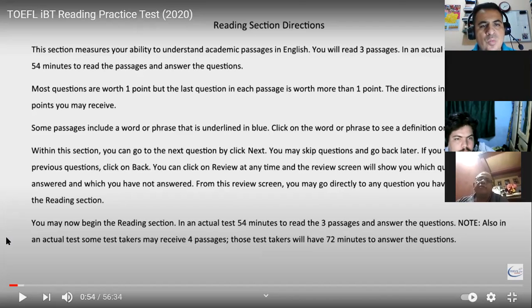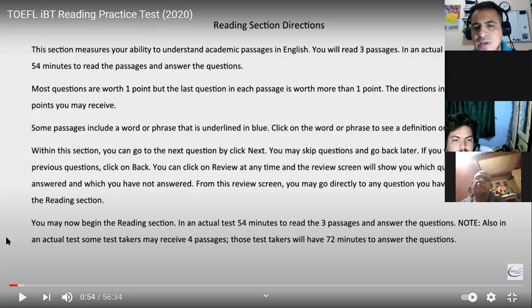Some passages include a word or phrase that is underlined in blue. Por ejemplo, the highlighted questions that we saw. Click on the word or phrase to see a definition or an explanation. Within this section, you can go to the next question by clicking next. You may skip questions and go back later, all right? ¿Escucharon eso? Eso es importante. So, pueden adelantarse, regresar, okay? Check your work again, okay? So, pueden estar going back and forth. If you want to return to the previous question, click on back.